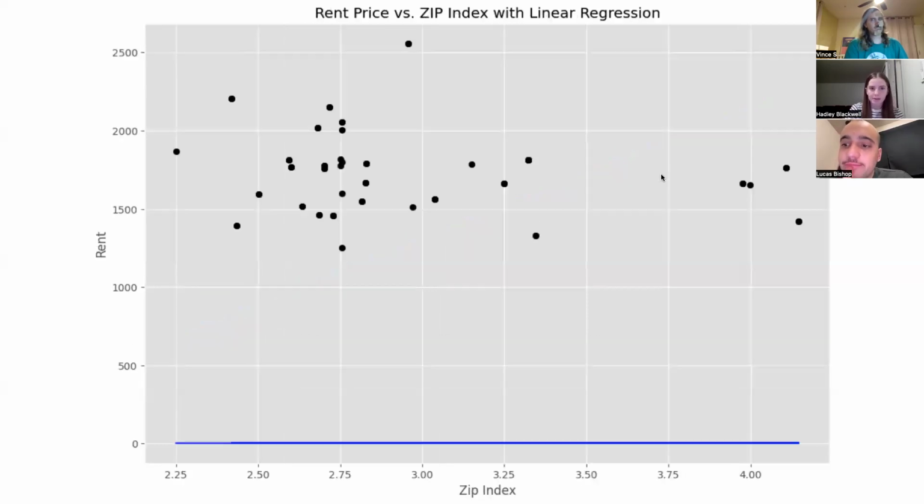For the rent price versus the zip index, this one has a pretty weak trend, as changes in the zip index, which is the total grocery prices, do not have significant changes in rent, as it only decreases by $128 as zip index increases.